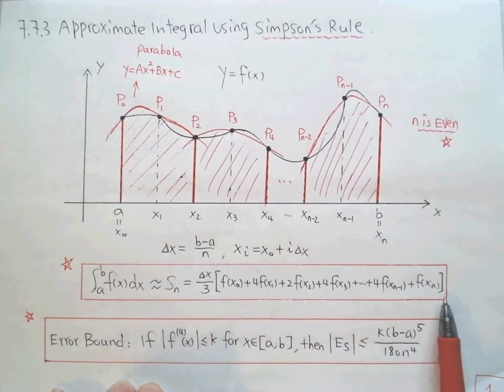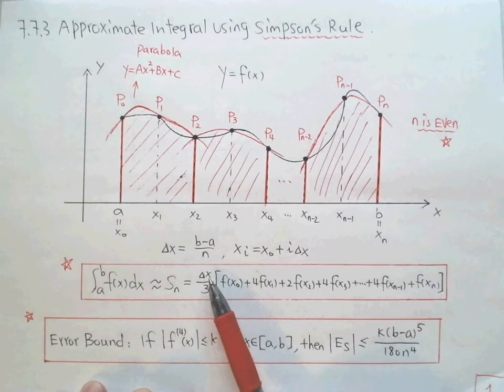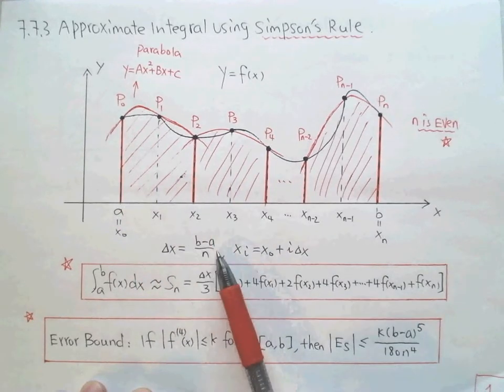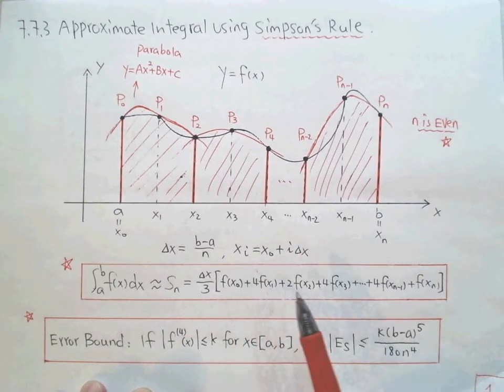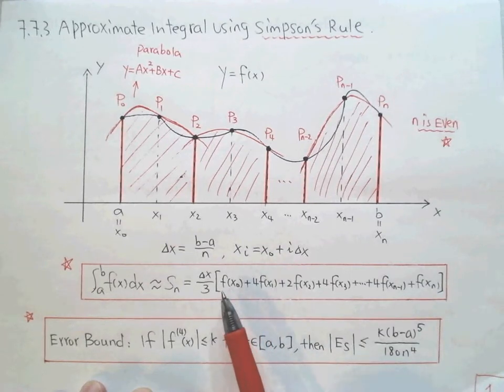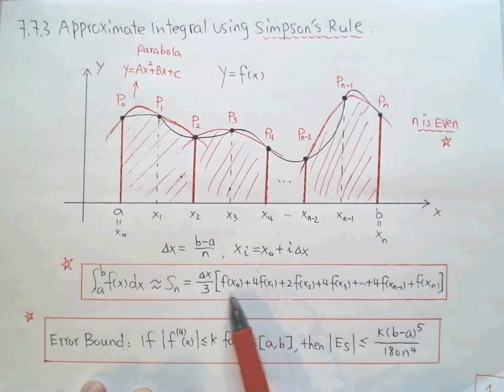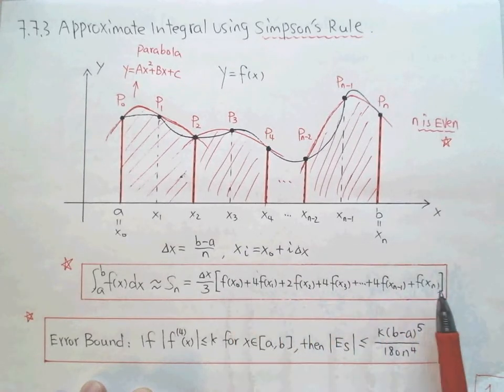So can we have a look at this formula? This is Simpson's approximation. We cut it into n pieces, an even number. Delta x is the increment, and we have delta x over 3, times f(x0), f(x1), f(x2), all the values. However, this time the coefficients are 1, 4, 2, 4, 2, 4, 2, 4, and the final is 1. You can count. This is exactly because n is an even number.